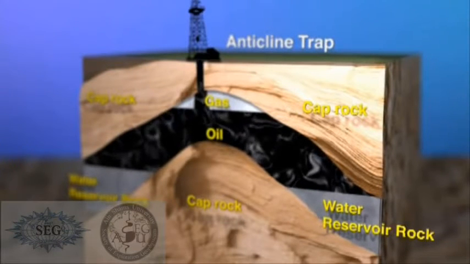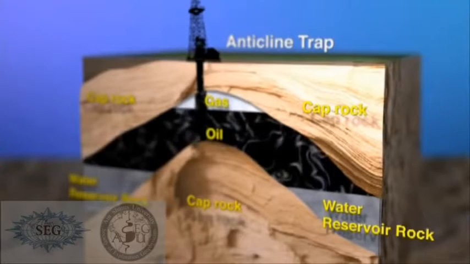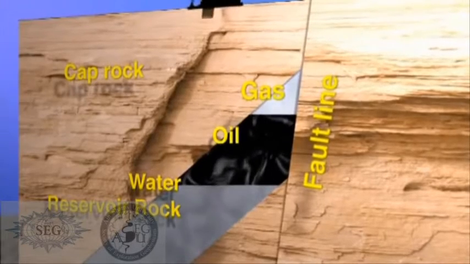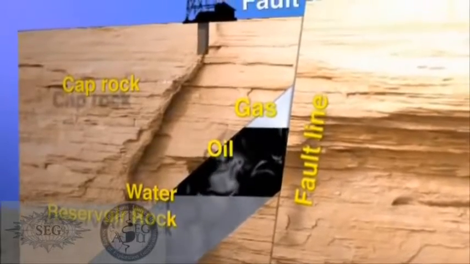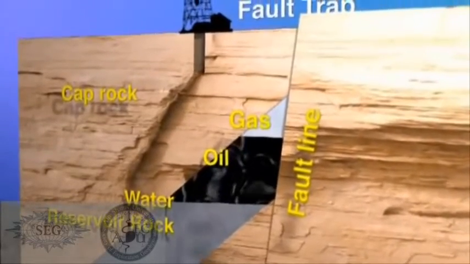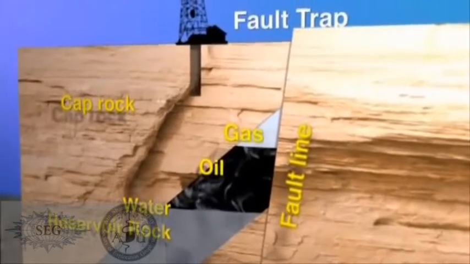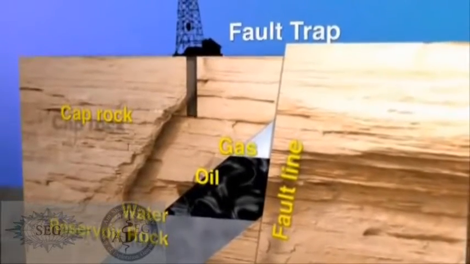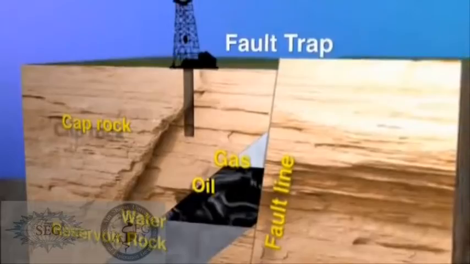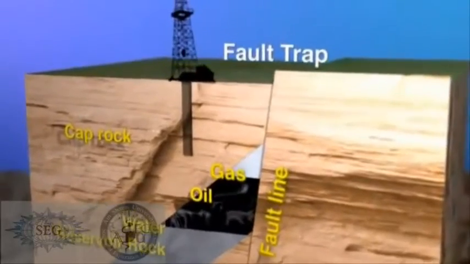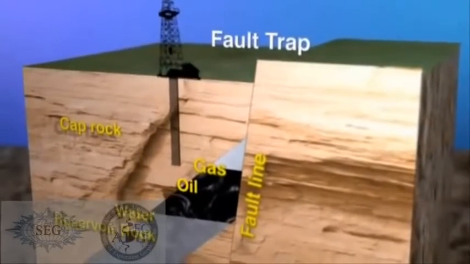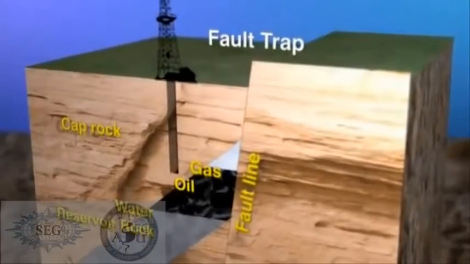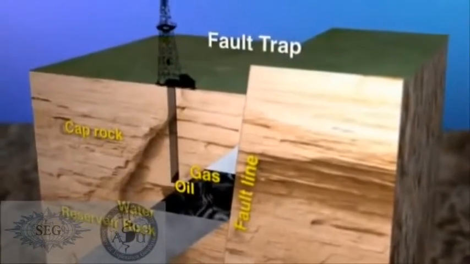Okay, and a fault, not only does it produce earthquakes, but it can also offset layers. So you can have a continuous layer of reservoir rock that is cut by the fault and then shoved up against caprock. And that will encase it in caprock and allow you to accumulate gas on the top, oil in the middle, water on the bottom. Okay, so that's another type.